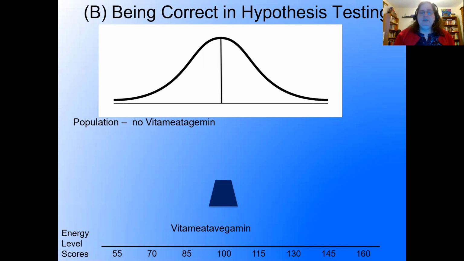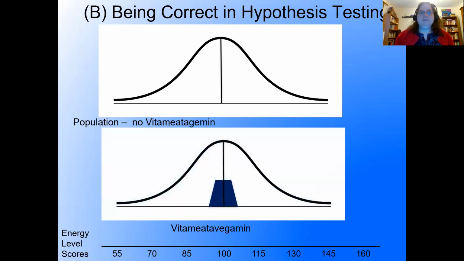Because maybe your population looks like this, in which case, you made a perfect decision. Good job. Your population and your sample are all nice and lined up. You did a great job. You made a perfect decision. You should not have rejected the null.